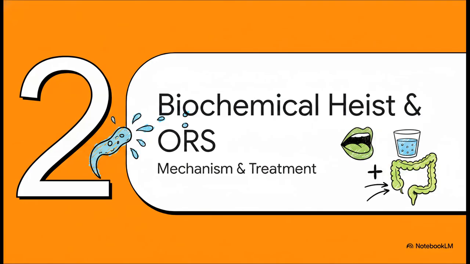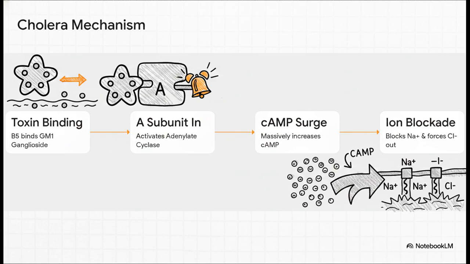Moving on to section 2, the biochemical heist and ORS. You see, cholera doesn't just smash its way into the intestinal wall, it's way sneakier. It sends in a specialized tool. The cholera toxin has an enzymatic A subunit and a binding B5 pentamer. Think of it like a heist.